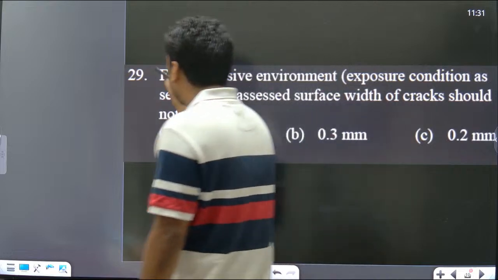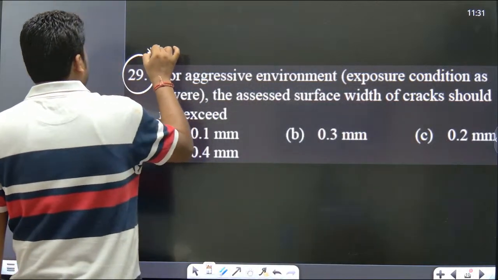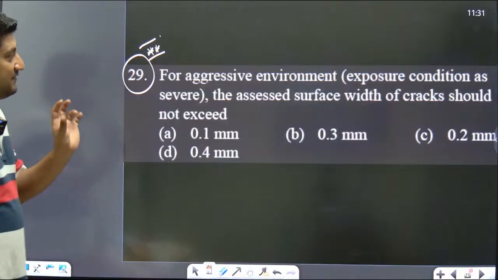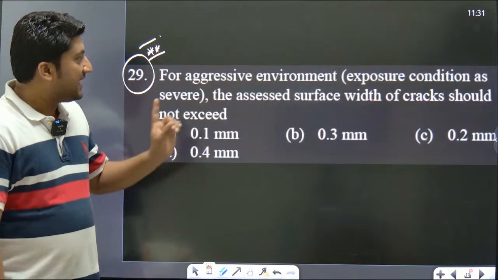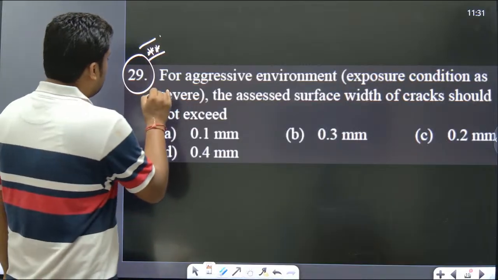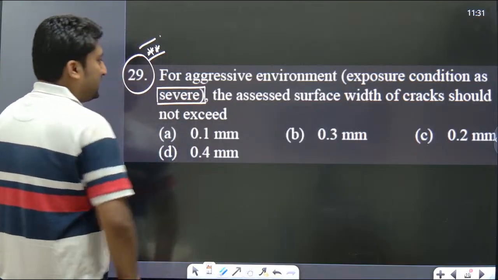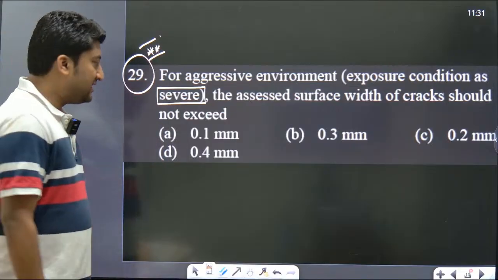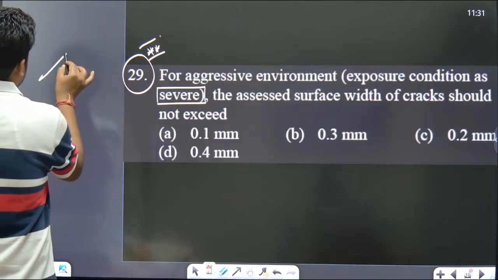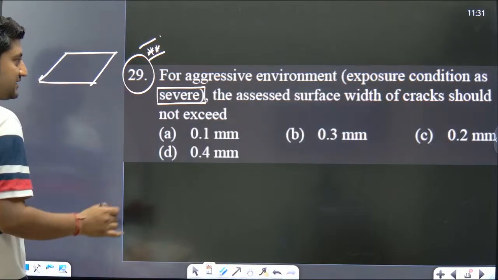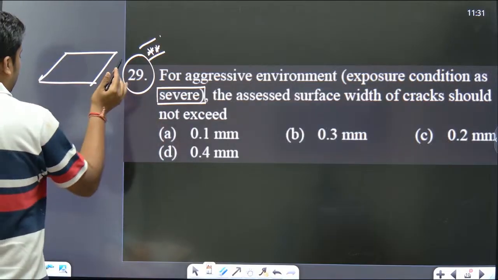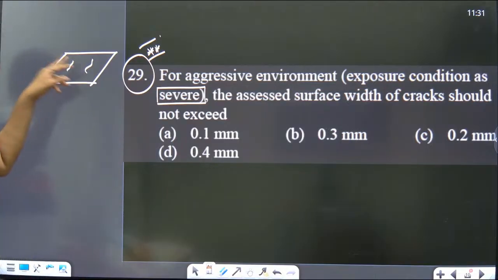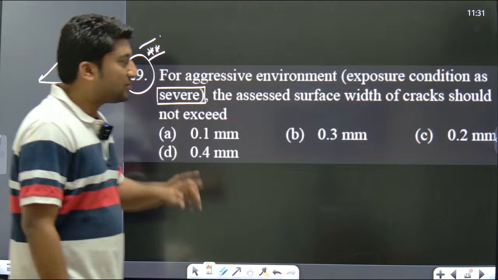This is a very good question. I am pretty sure that you won't find this statement in your note copy. Now look very carefully. For aggressive environment, meaning exposure condition as severe, you need to treat the exposure condition as severe. The assessed surface width of crack should not exceed what? Let us suppose this is the surface of the concrete. In the case of an aggressive environment, after shrinkage some cracks develop. So what is the maximum width of the crack in case of severe environment?